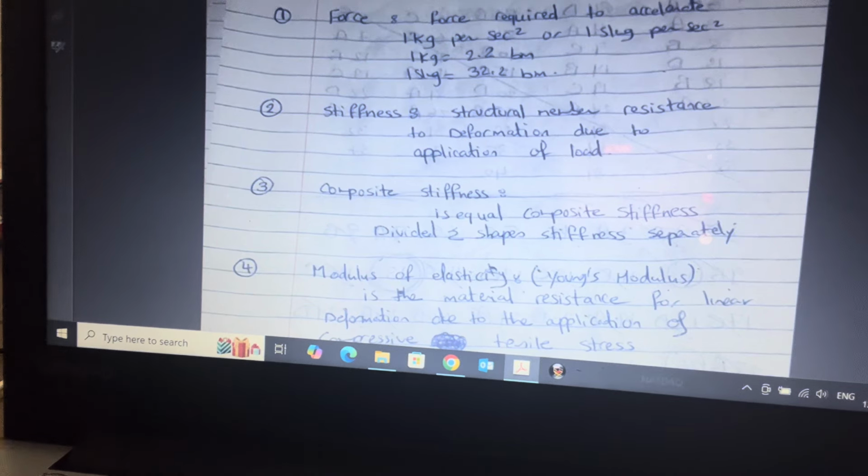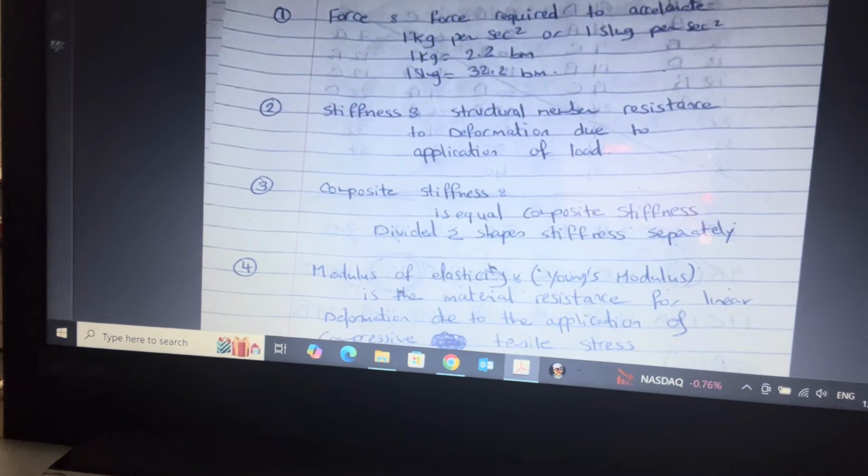Also, we have the modulus of elasticity. Modulus of elasticity, also called Young's modulus, is the material's resistance to linear deformation due to the application of compressive or tensile stress.